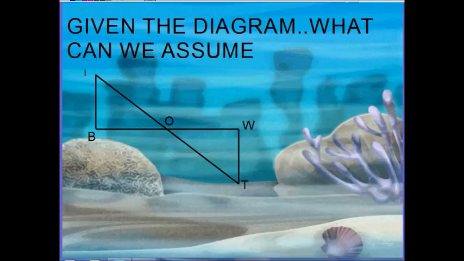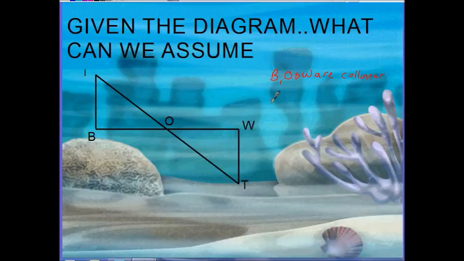Okay, so for an example, given this diagram, what can we assume? Now, I want you to press pause, and I want you to come up with 4 different assumptions. Press play and let's see what we got. So here's some that I have. First one that I have is B, O, and W are collinear. Collinearity is one of our assumptions.